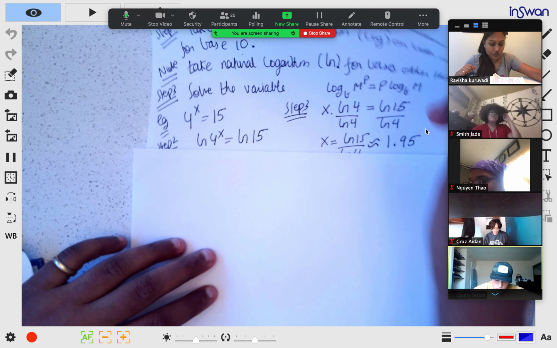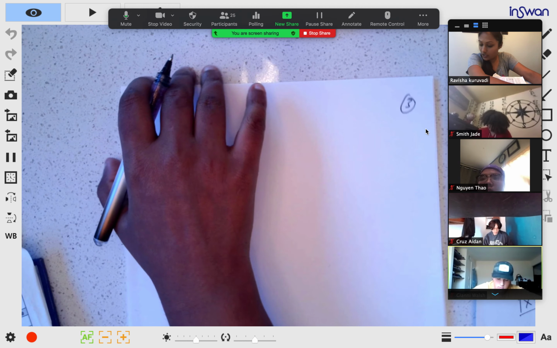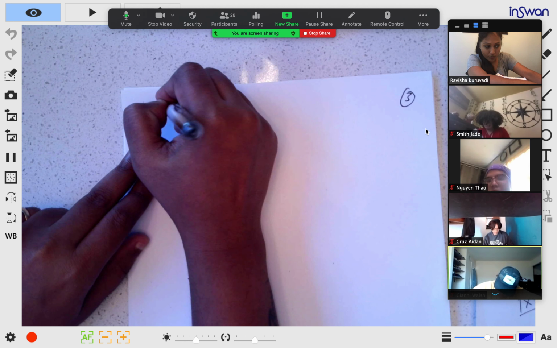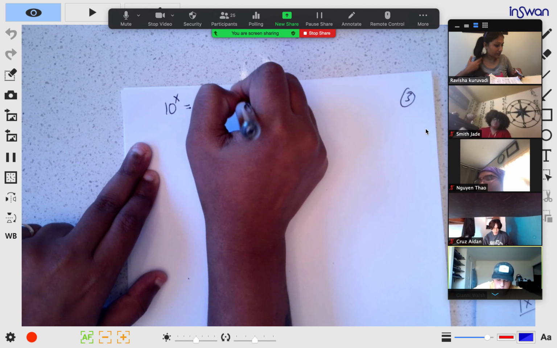So the next question which is given to you is, you're given 10 to the power of x is equal to 120,000. You have to solve this and find the value of x.